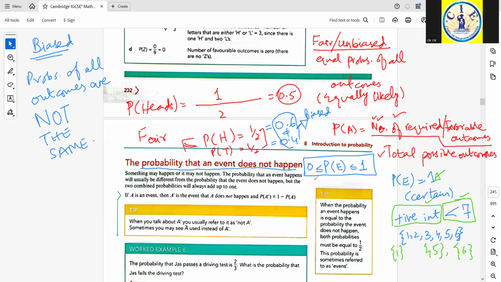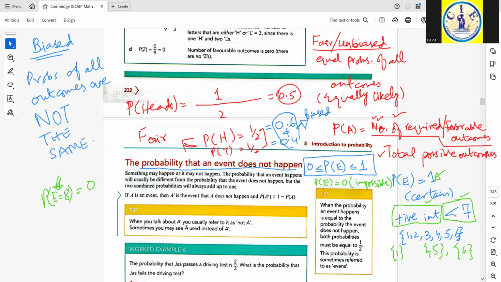And when an event has probability equal to 0, that event is normally termed an impossible event. So in this case, what is the probability of getting an 8 when you roll a dice? Obviously its probability is going to be 0. So this event is an impossible event.